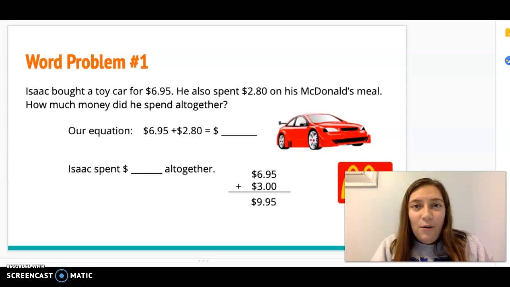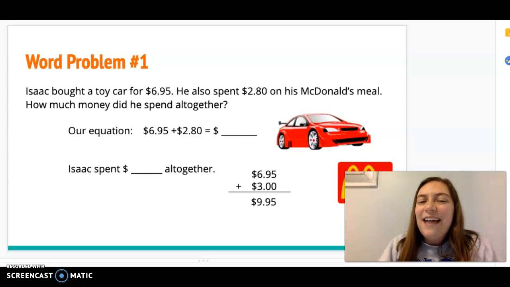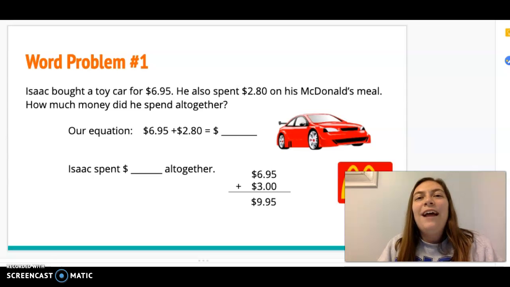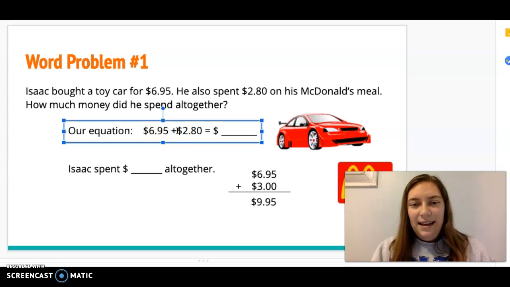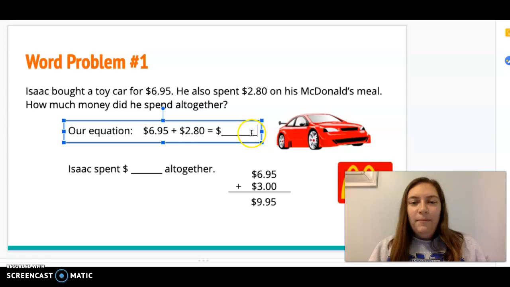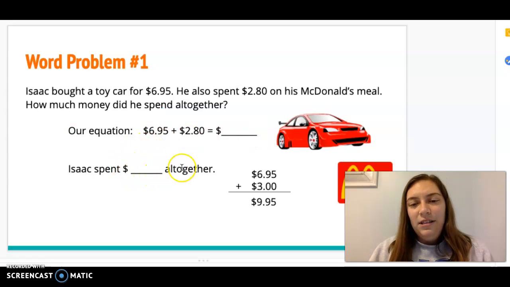Well, in that question, I see a keyword. Do you see a keyword? That's right, it's altogether. Altogether means we're going to find the sum, or the answer to an addition problem. So here I wrote my equation: $6.95 plus $2.80 equals blank. This is where I'm going to put my answer when I find it. Isaac spent how much money altogether?